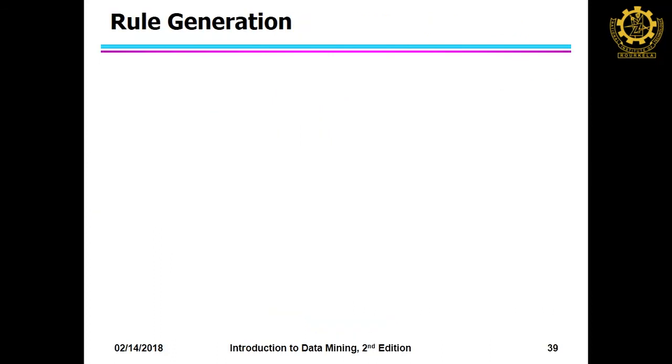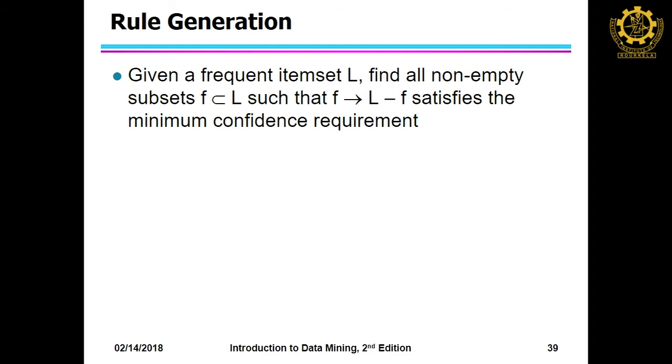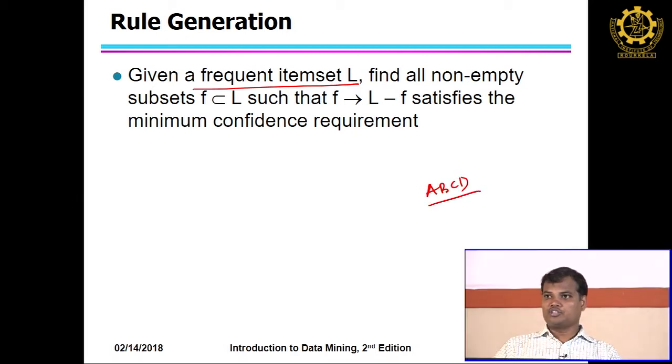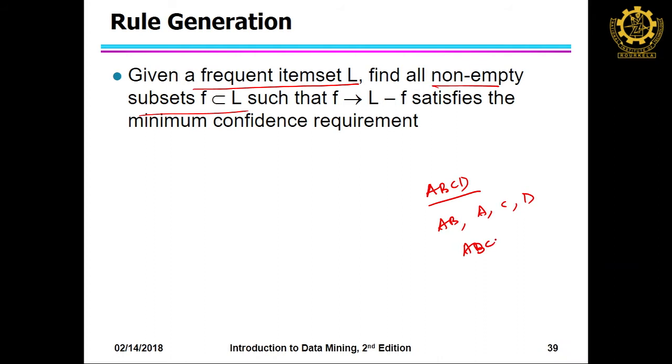Now, this is what is called frequent item set generation, but from the frequent item set our objective is to generate the rules. So, how do you generate the rules? Given a frequent item set, let us say you have a frequent item set A, B, C, D. How do you generate the rule? Find all non-empty subsets. So, one non-empty subset is A B, another is A, C, D, A, B, C, D and so on.